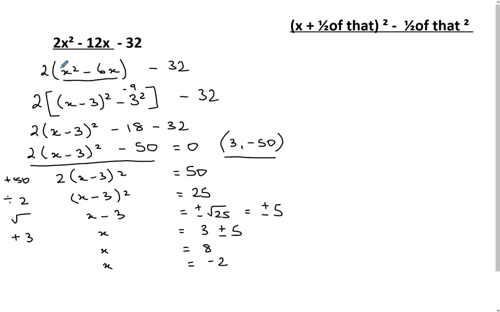Factorize the first bit of it, and then sing the song. So x minus half of that squared, minus half of that squared. And then remember to take the number to the other side, and then divide by 2 there, and then just carry out the steps, the square root and taking the number to the other side. Okay, so it's quite simple as long as you follow the steps. Let's take one more example.